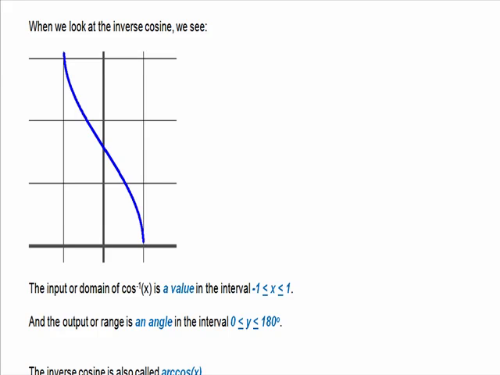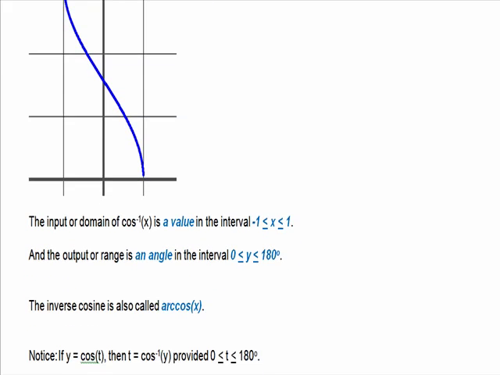So now, if I talk about the inverse cosine, again, I interchange my domain and range. And so the input or domain of the inverse cosine is going to be a number between -1 and 1. Notice the input on inverse cosine is not an angle. It's the values we could get for cosine, and the output or the range ends up being the angle, between 0 and 180 degrees.